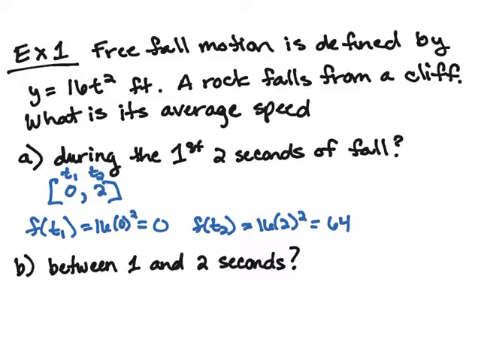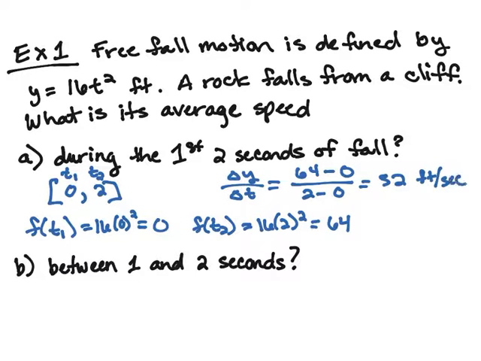So my average rate of change, my change in y over, in this case, my change in t, is going to be my f of t2, which is 64, minus my f of t1, which is 0, over t2 minus t1. So I get 64 over 2 is 32. Now my y is defining the height in feet. My t is in seconds, so the units of this would be 32 feet per second.